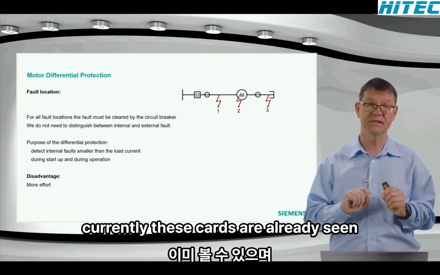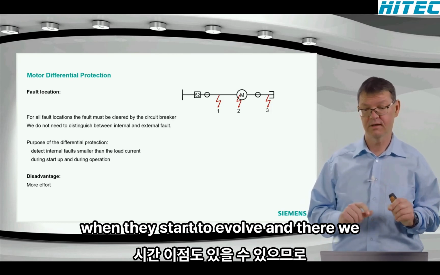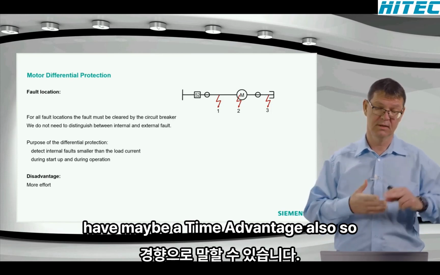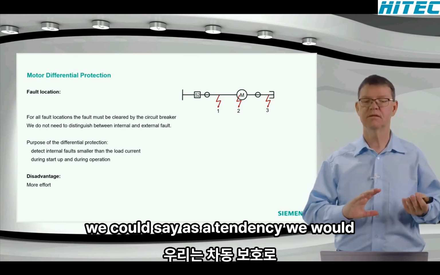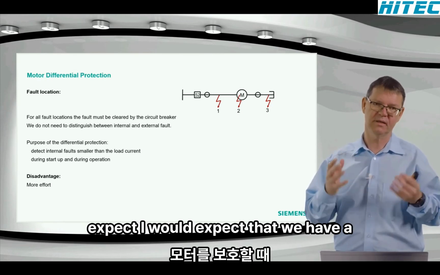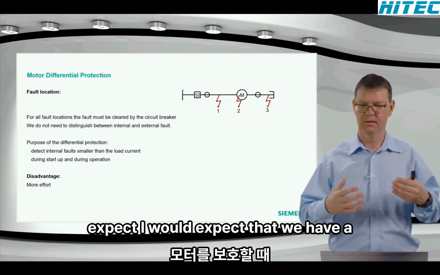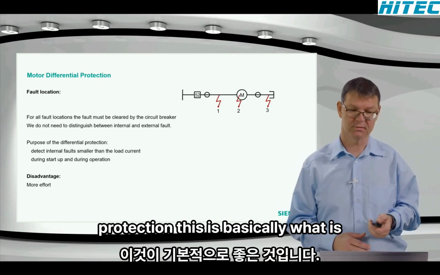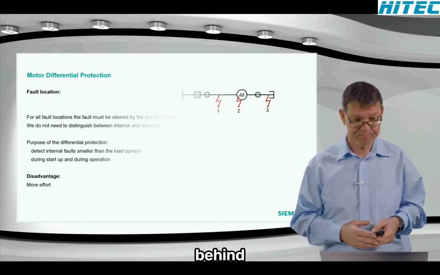These currents are already seen when they start to evolve, and there we have maybe a time advantage also. So we could say, as a tendency, I would expect that we have a smaller damage of the motor when we protect it with a differential protection. This is basically what is behind.